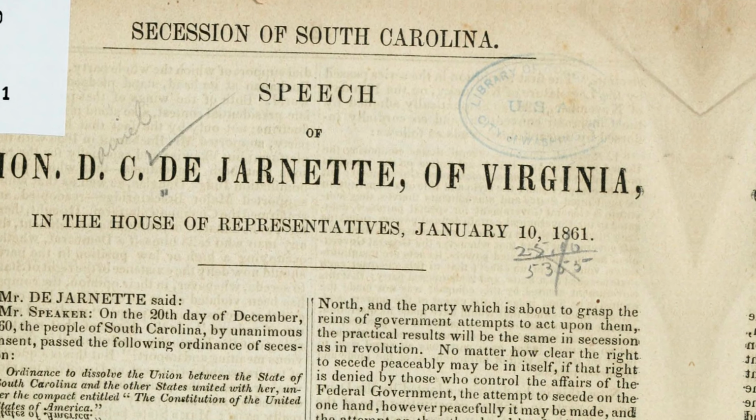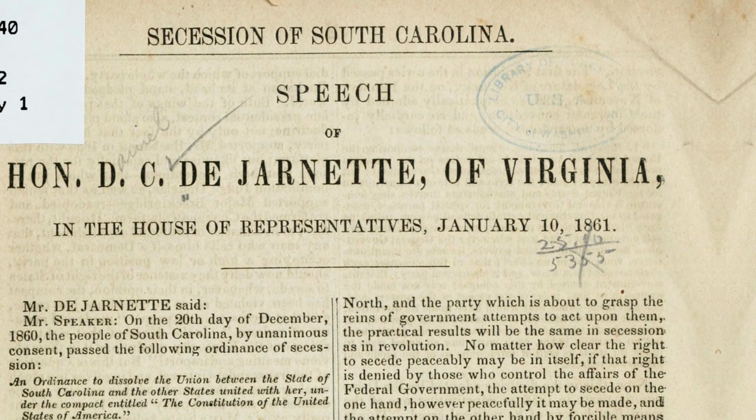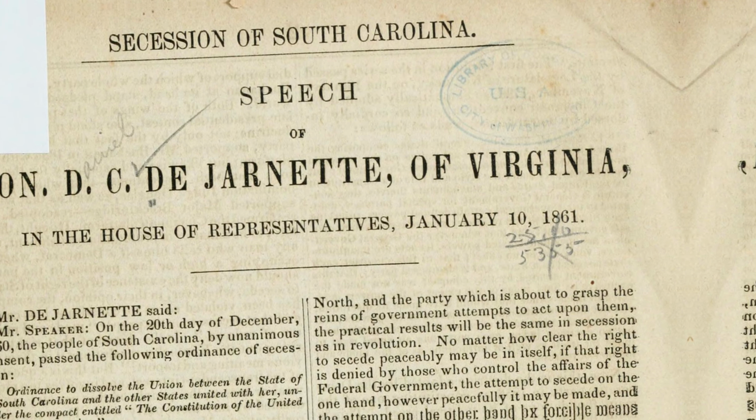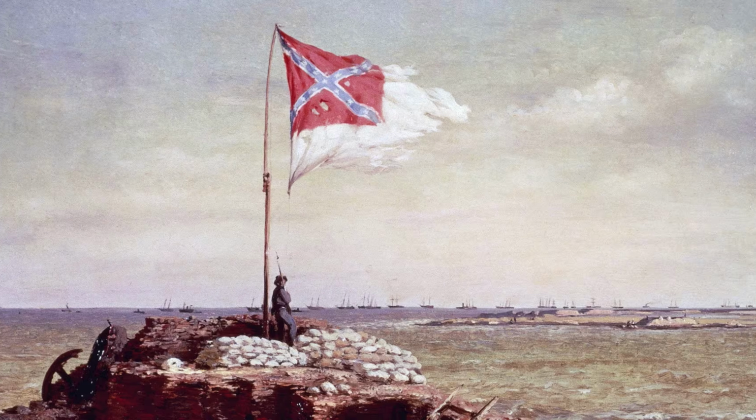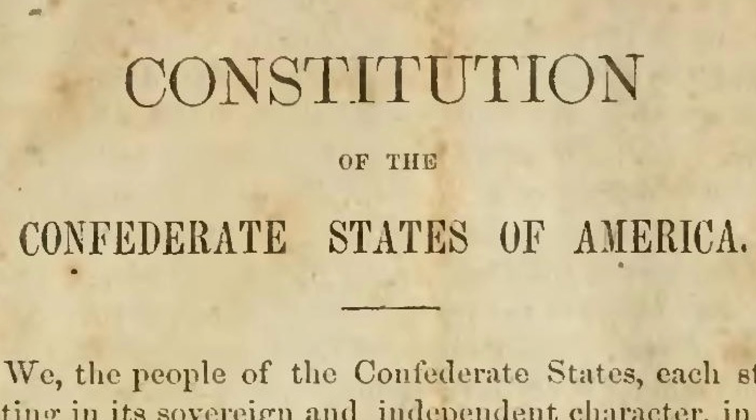South Carolina acted first, declaring its secession from the Union just weeks after Lincoln's election. One by one, 11 southern states followed. They formed the Confederate States of America, arguing that they had voluntarily joined the Union and now had the right to leave it. Their leaders justified secession as a defense of states' rights. But in their own declarations, slavery was front and center.